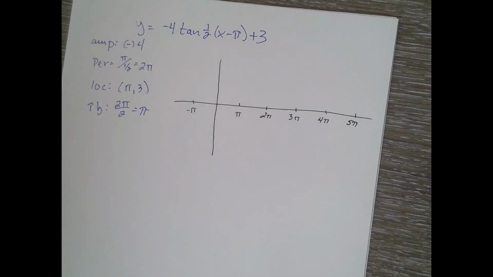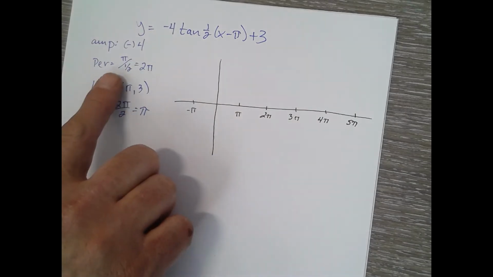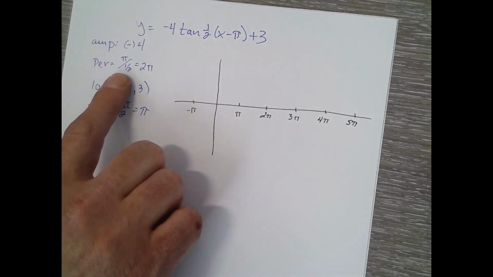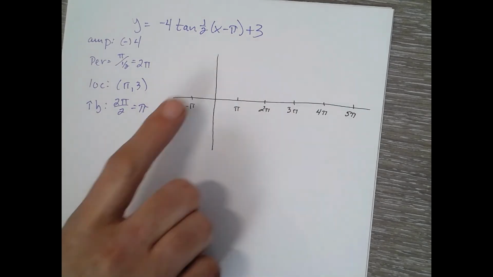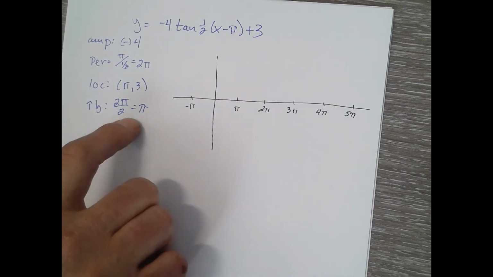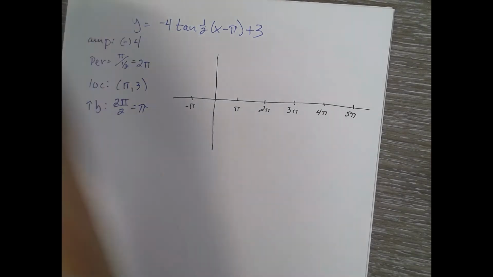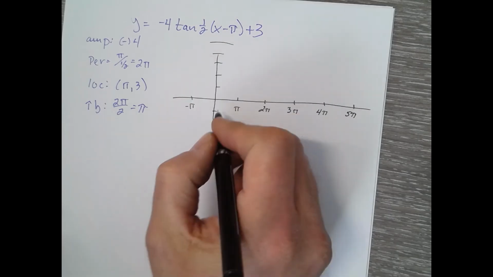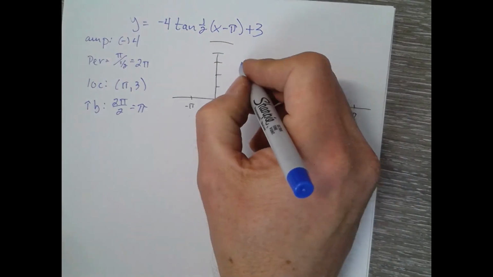All right, so we've got an amplitude of 4, negative. Period is pi over b. b is 1/2, so pi divided by 1/2 is clearly 2 pi. The locator is pi comma 3, and my up by is the period divided by 2, so we're going up by pi. My locator is pi comma 3. I'd better do a little bit of this. So pi comma 3 is my locator right there.